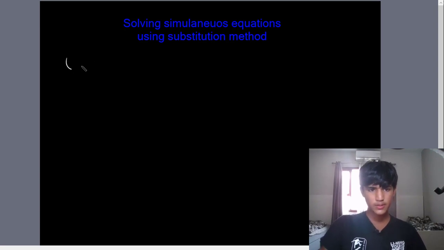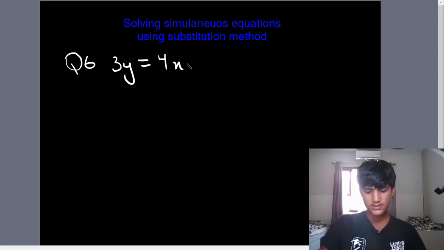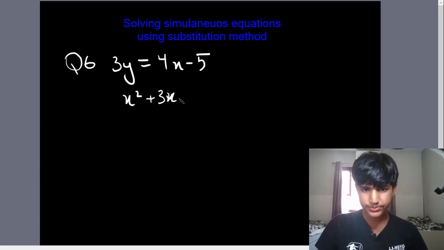The question is 3y is equal to 4x minus 5, and x squared plus 3xy is equal to 10.